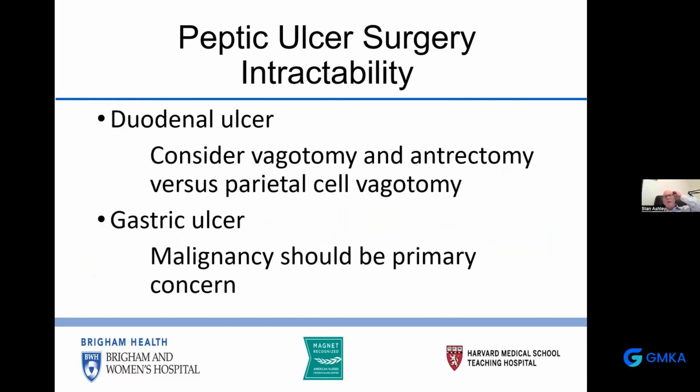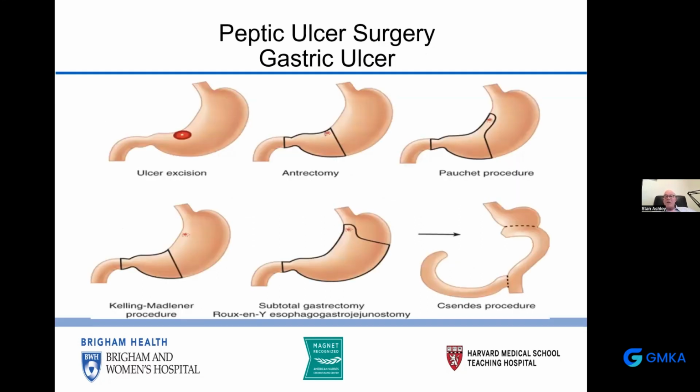So intractability, again, very unusual today, but I think the two choices there for an elective operation are vagotomy and antrectomy versus highly selective or parietal cell vagotomy. Gastric ulcer, again, malignancy should be the major concern in resecting the ulcer if it hasn't healed in any other way. These are kind of the options with gastric ulcers.